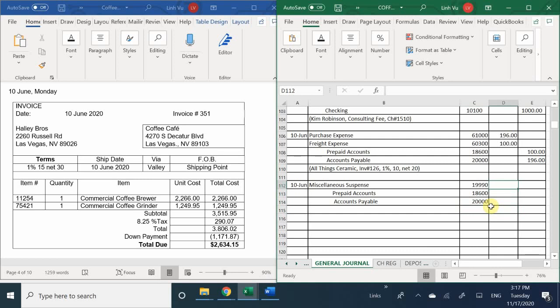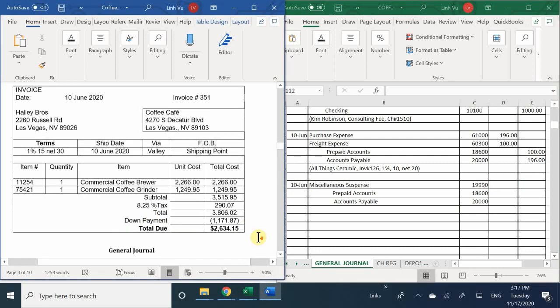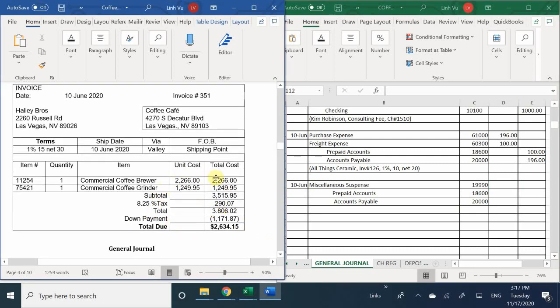Okay. So my grand total amount of coffee brewer and coffee grinder is going to be, without the down payment, without the prepaid, 2634.15. Where did you get 2634.14? Isn't that the total amount due at the bottom? That's the total amount due. I'm asking you what was the total for the coffee brewer and coffee grinder without the down payment. 3515. Where did you get that number?